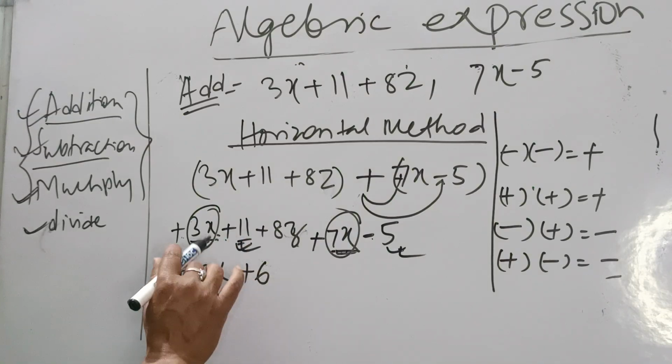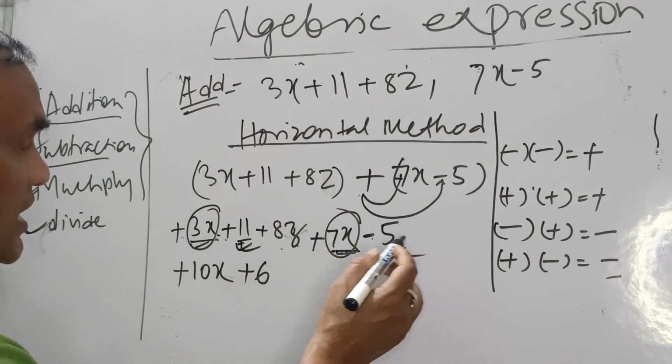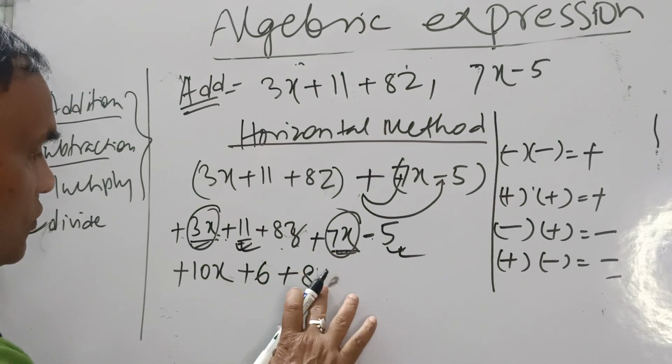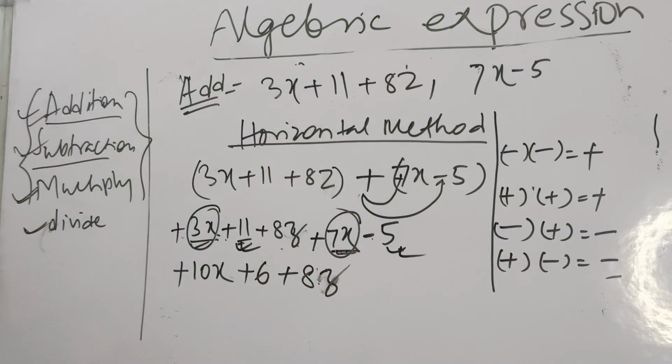Another term, we'll move one by one. Now it is 8z, there are no other like terms with z. So we'll write 8z here. No issue. So gentlemen, this is the right answer for this question using the horizontal method. Right? Okay. So you can note it down, and we'll see another method, that is the column method.